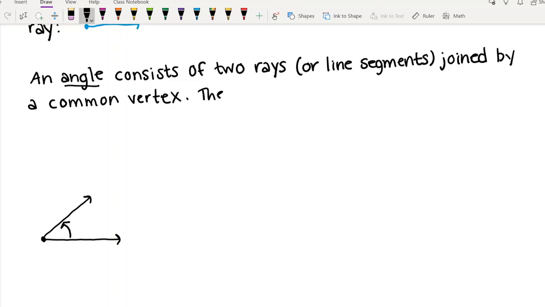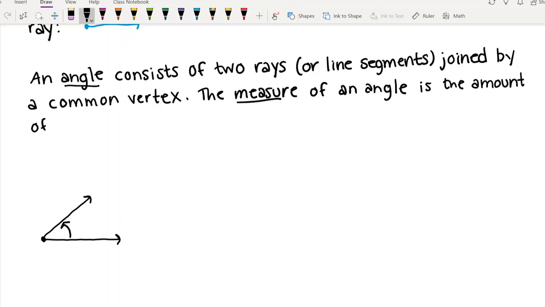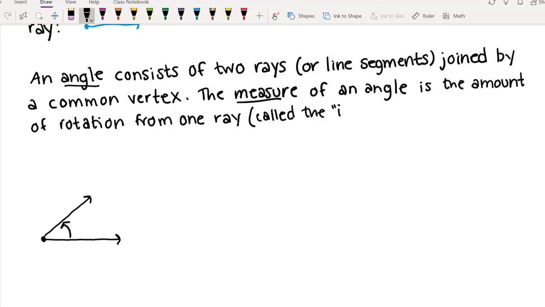So the measure of an angle is the amount of rotation from one ray. And so we're going to call the first ray the initial side. Actually, I'll just underline it instead of using quotes.